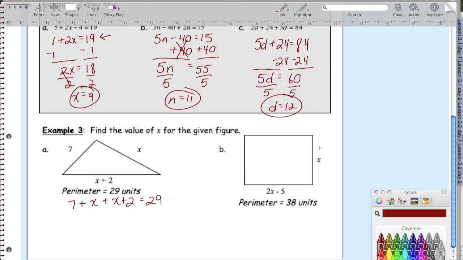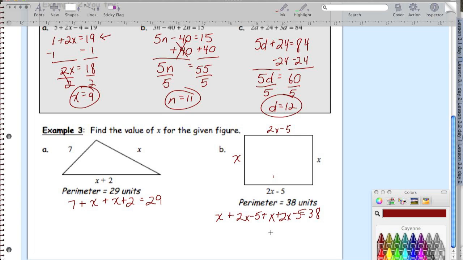In letter B, same concept. We have the shape. It's a rectangle, so that means this is going to be 2x minus 5, and this is going to be x because they're the opposite sides. They're telling me the perimeter is 38, so when I add everything up, it should equal 38. So I'm going to do x plus 2x minus 5 plus x plus 2x minus 5.